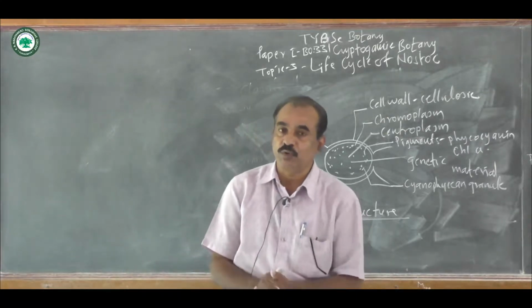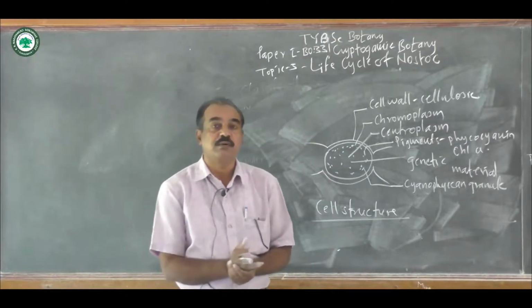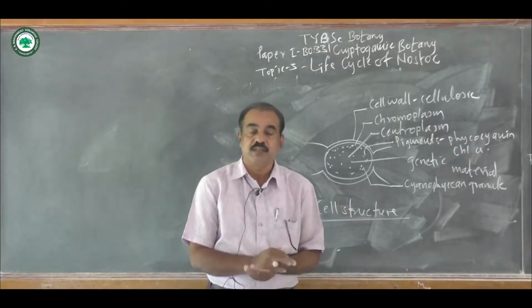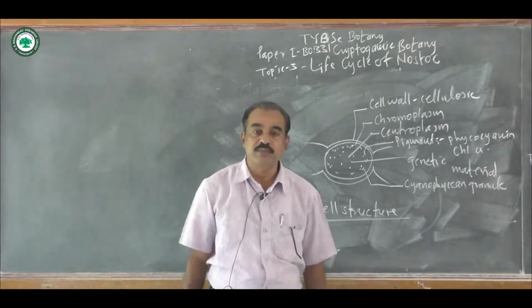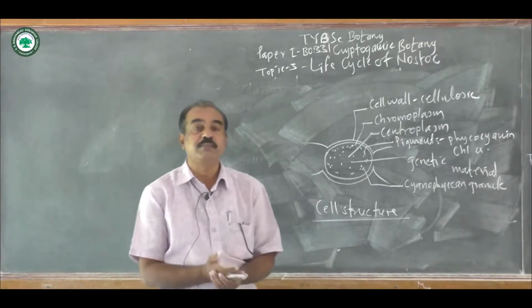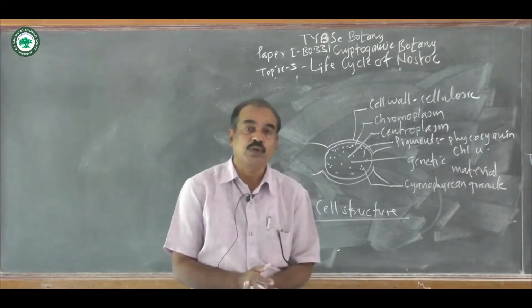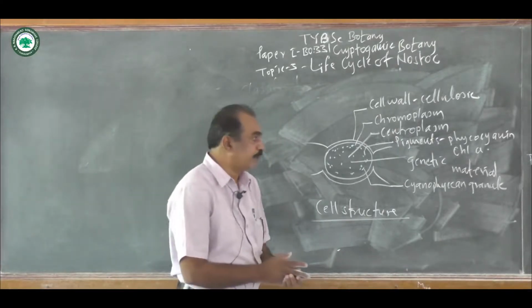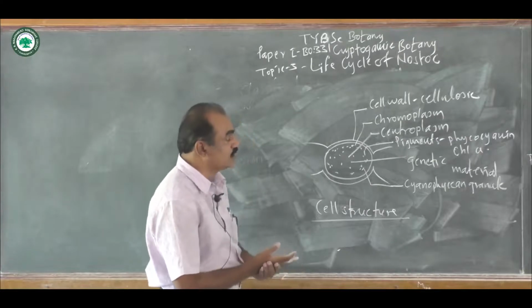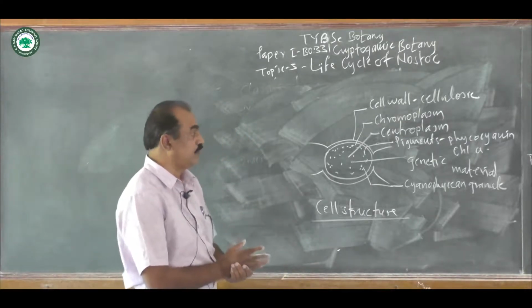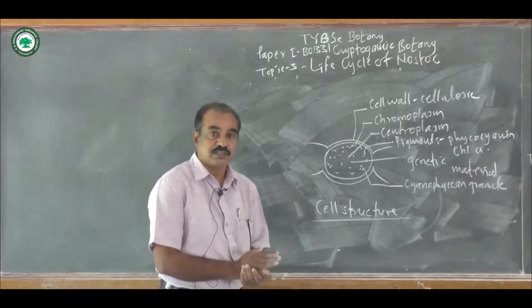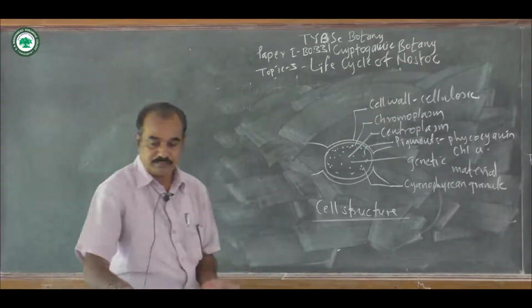Inside this there is the protoplasm, and this protoplasm is divided into two parts. The outer protoplasm is called the chromoplasm, while the inner protoplasm is called the centroplasm, in which the genetic material is suspended. And in the chromoplasm, different types of pigments are present, for example phycocyanin and chlorophyll a pigments. And the food material, the cyanophycean granules, is a starch type of food material.